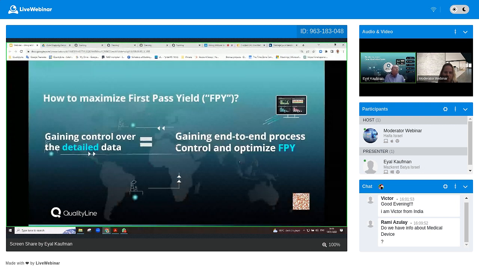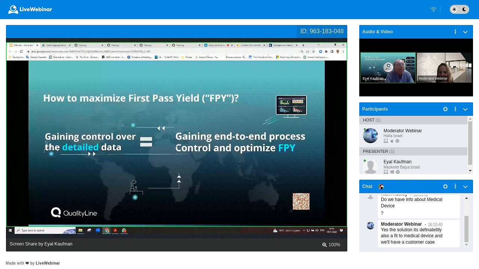Now, how can we maximize first pass yield? The key point for us, and now I'm coming to the point where I want to convey to you new information. Okay, at least for some of you, I think it's going to be new information. When we are gaining control over the detailed data that is accumulated during the manufacturing process, then we are able to gain end-to-end detailed control over the manufacturing process, identifying problems, resolving them, preventing them, and then this will impact maximizing first pass yield. Okay?